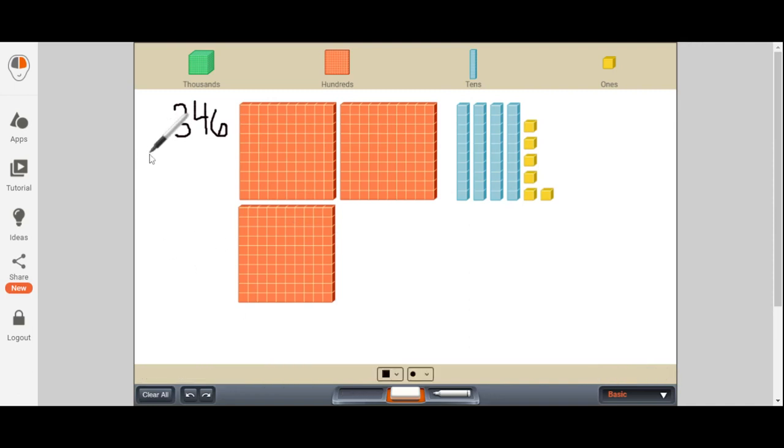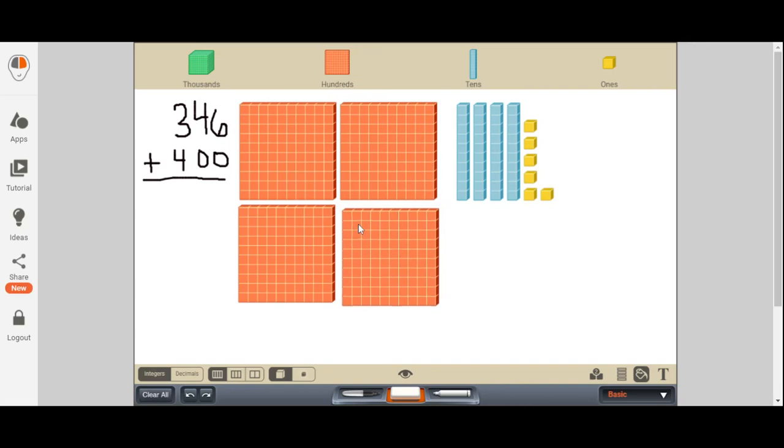Now we're going to add a multiple of 100. So let's go ahead and add 400. So when I'm looking at this, it is a multiple of 100. That means I'm not adding ones and tens. I'm simply adding hundreds. So let's go ahead and pull these down.